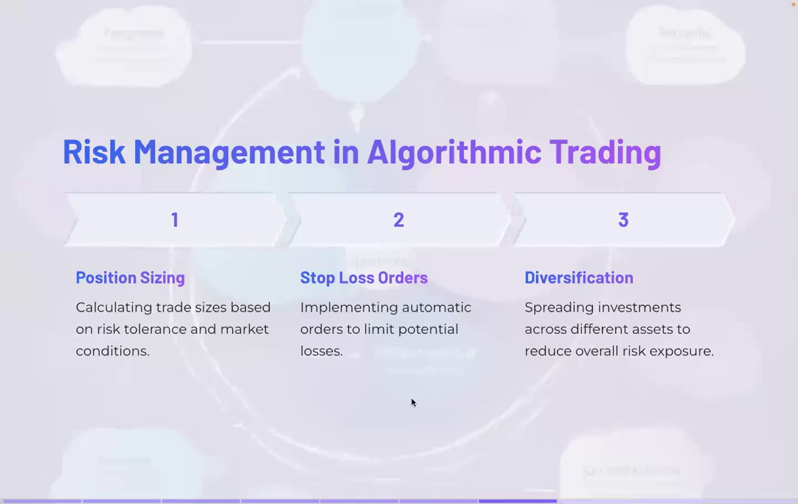So the other thing is the risk management. So the risk management in algorithm trading is based on three different steps. The first step is position sizing, because you need to calculate trade sizes based on the risk tolerance and market conditions. And the risk appetite has a different, of course, position sizing. It recalculates the whole cbot in a different way.